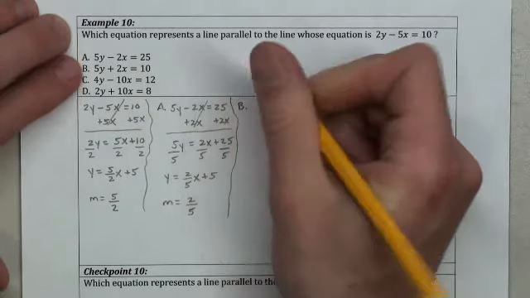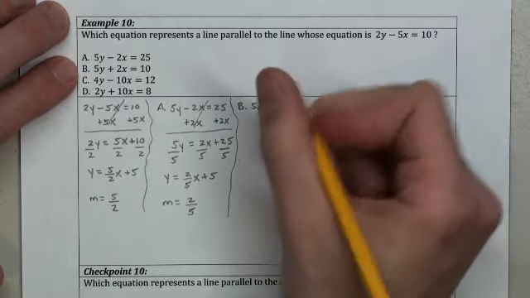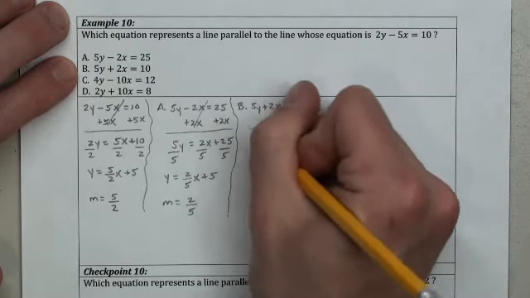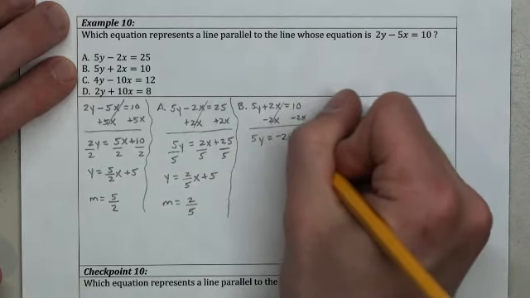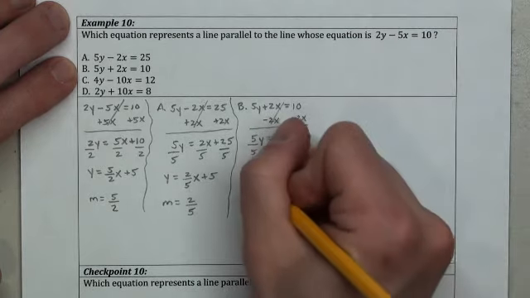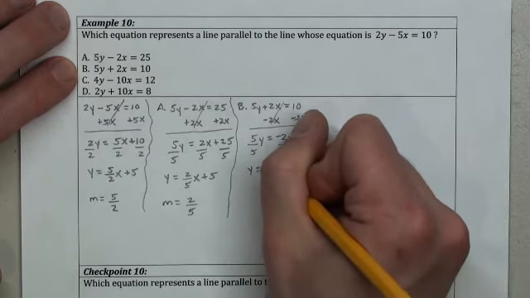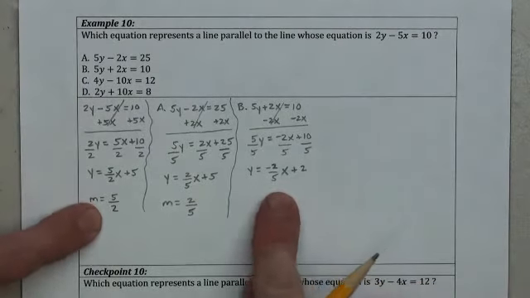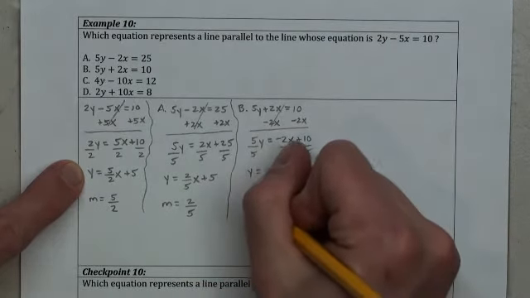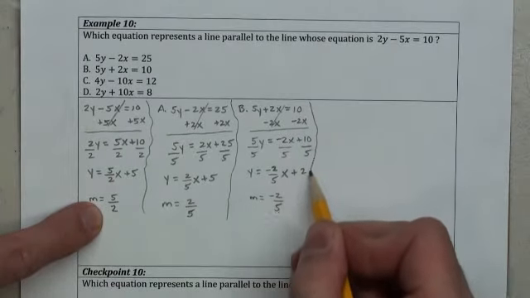What about B? 5y plus 2x equals 10. Subtract 2x from both sides. 5y equals negative 2x plus 10. Divide everything by 5. Y equals negative 2/5 x plus 2. Those are negative reciprocals, so these lines are perpendicular. But because here my m is negative 2/5, right? And this one is 5/2. But we're not looking for a perpendicular line, we're looking for parallel.